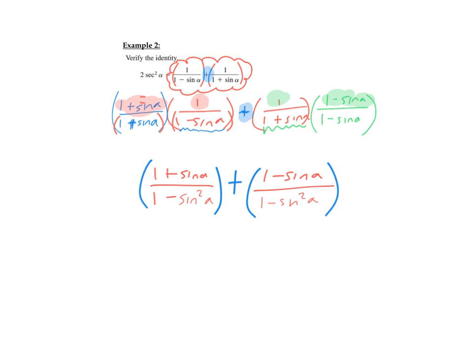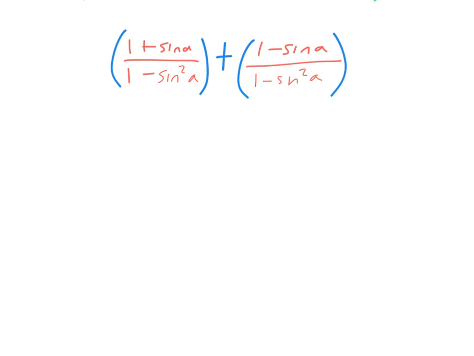Now I have a common denominator, so let's go ahead and do the sum. When you have your common denominator, you rewrite your denominator, and then you just add your numerators. I got a 1 and a 1 makes a 2, and then I have a positive sine A and a negative sine A, and those two go away. So that's nice. So the numerator is just going to be a 2, and I'm just cleaning that up a little bit so it's in the middle. So the numerator is just a 2.